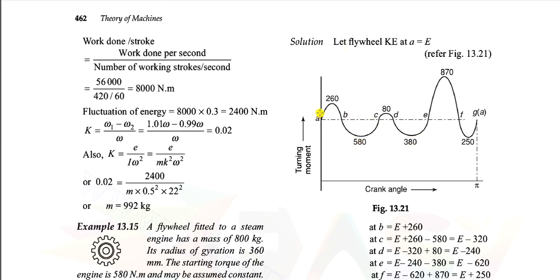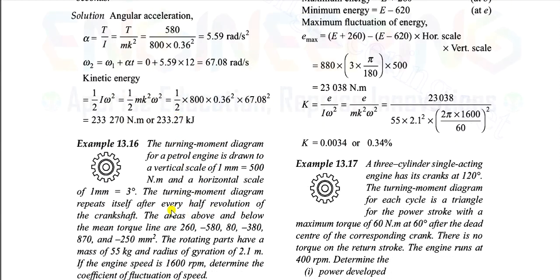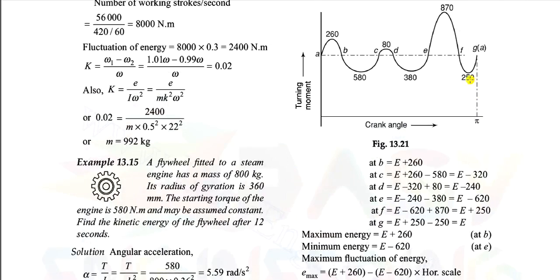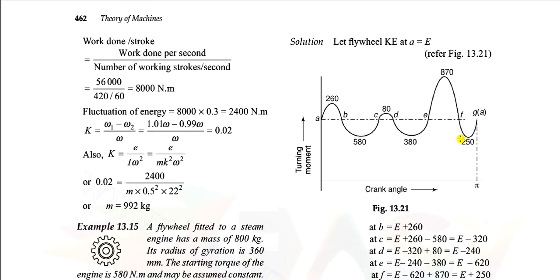So for example, at A I am assuming, by this you can draw, this is 260, this is 580, this is given as 80, then minus 380, plus 870, and minus 250, and here your cycle completes. It is pi because the cycle angle is given, as it is repeating after every half revolution of the crank, so the crank angle will be 180 degrees only, in radian pi.